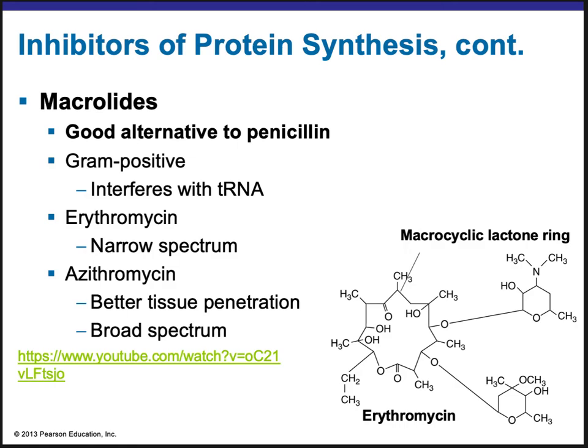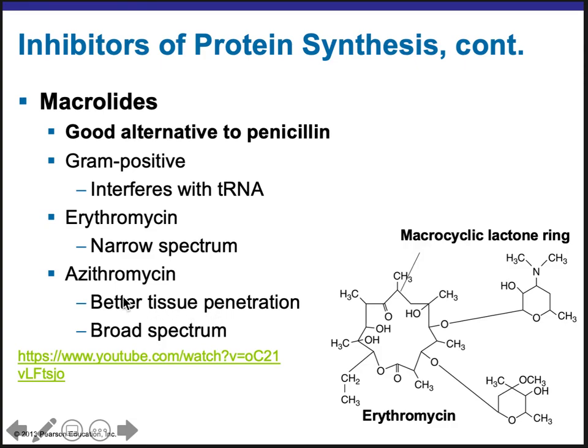Okay, now another group of protein synthesis inhibitors are called the macrolides. These are really cool. I showed you what the drug looks like because it's a star-shaped ring, which is just really pretty and fun, right? So the most common drugs in this group are erythromycin and azithromycin. And these are narrow spectrum for gram-positive bacteria. They also interfere with tRNA and block protein synthesis. And the azithromycin has been made to be a little bit broader spectrum.